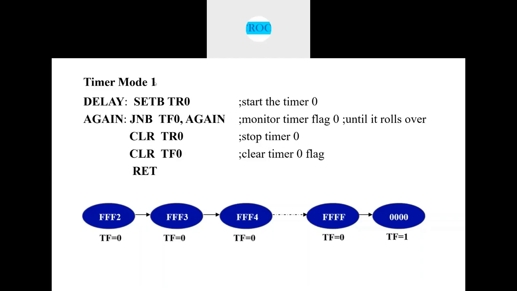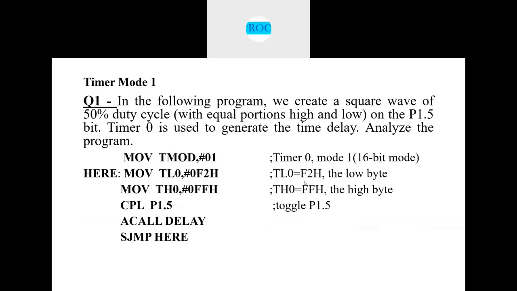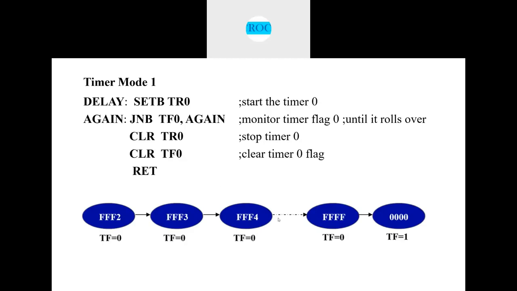We can change the delay depending on the initial value we set here. The higher the value we give, the delay will be less. If we start with 00, what will happen? The delay will be more, so that for a longer time the bit will be set to 1, or for a longer time the bit will be set to 0. This is what we have.